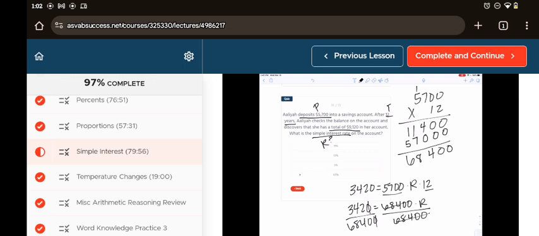0 times, it's way too big of a number. So we're going to add a decimal, I'm going to extend that a little bit, and add a 0. How many times does 6,840 go into 3,420? 0 times again, because it's still bigger. So we add a 0 here. How many times does 6,840 go into 34,200?